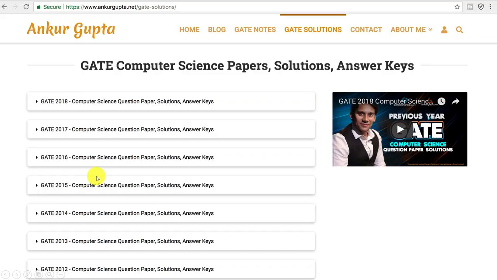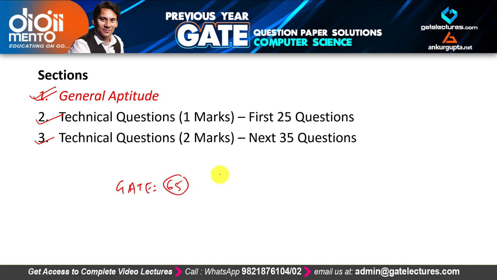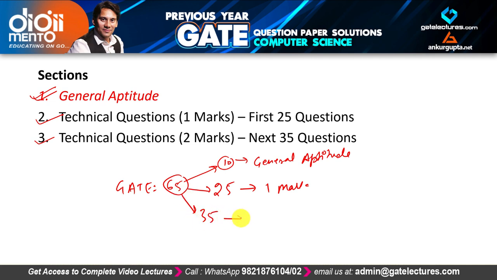So in total, as you know, in GATE examination there are a total of 65 questions, right? Out of these 65 questions, the first 10 questions are from general aptitude, and the next 25 questions are from technical section, but these are 1 mark questions, and the next 35 questions are also from technical section, and these are 2 marks questions.